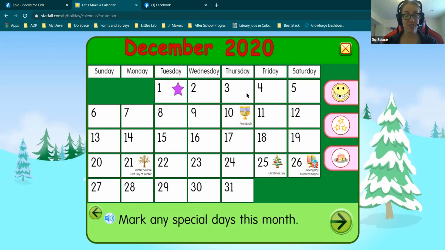Our next fun day is on Monday, December 21st, and it is, look at our tree. We have a really bare tree, don't we? And that means our tree is a winter tree, right? And that is because it's the winter solstice, or our first day of winter. So right now, that's our first day of the season of winter.